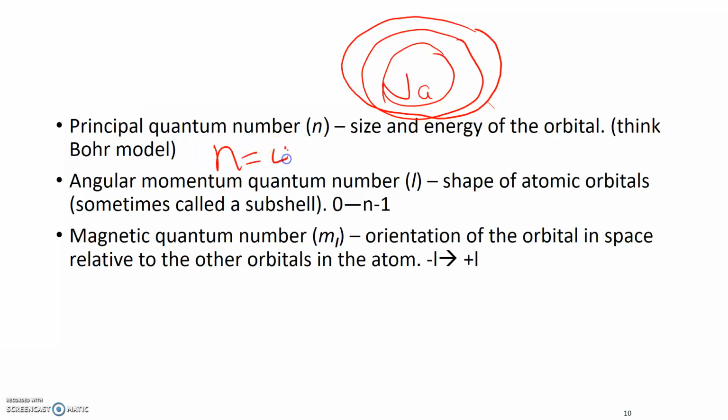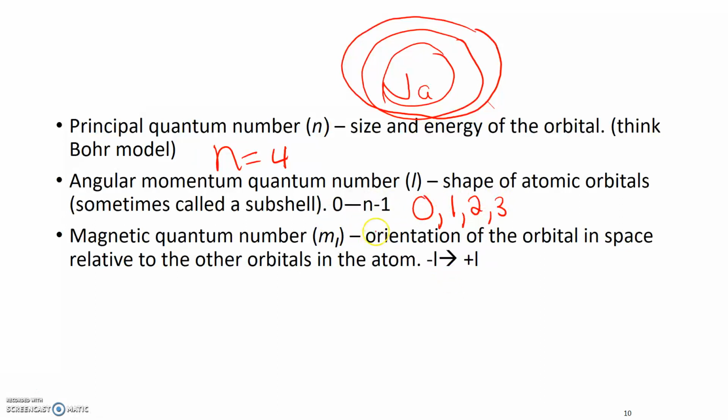So N equals 4. If L is equal to all my numbers from 0 up to N minus 1, then my L's are going to be 0, which remember is S, 1, which is P, 2, which is D, and 3, which is F, because 3 is N minus 1, which is 4 minus 1. Okay, so these are my L orbitals. That tells me I have S, P, D, and F orbitals.